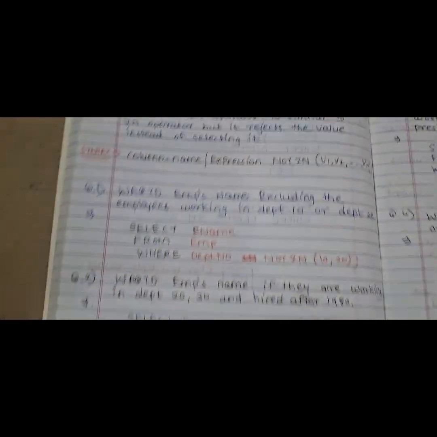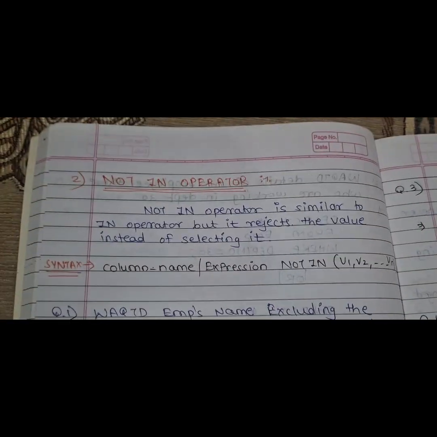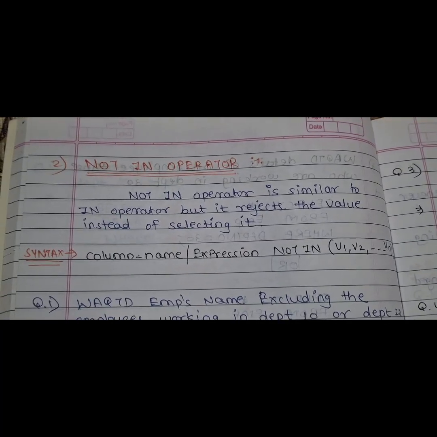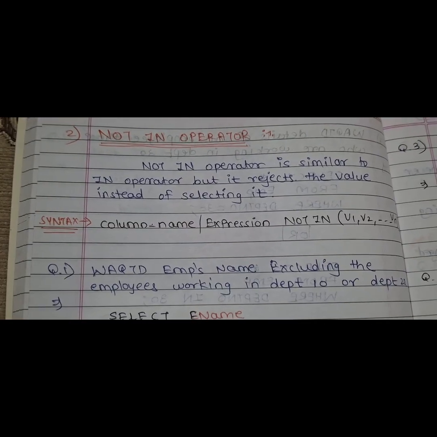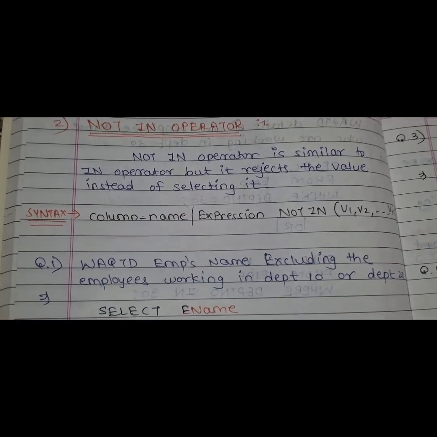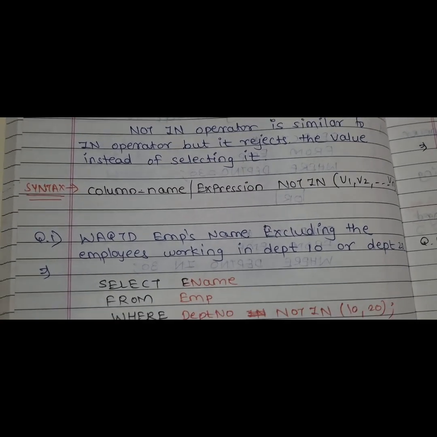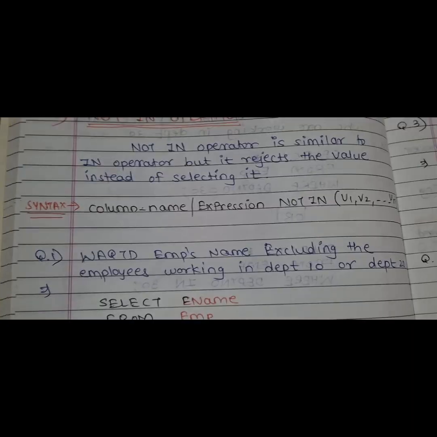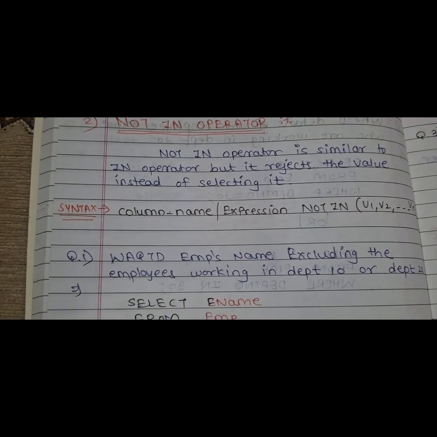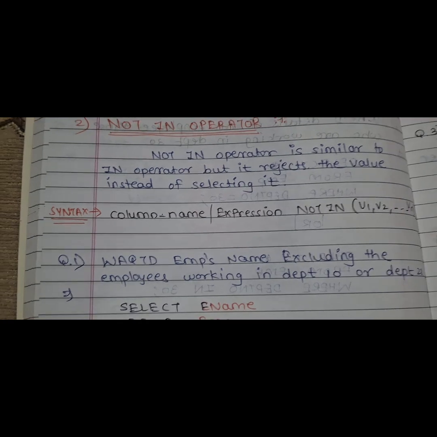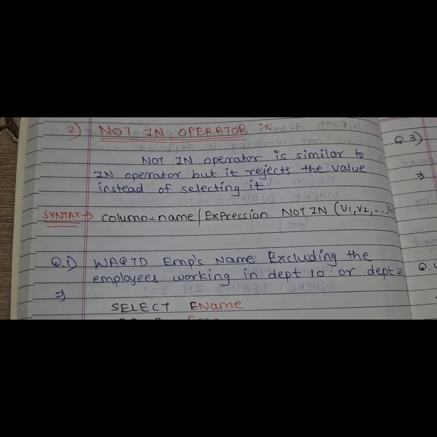Let's learn about the not in operator now. Not in operator is similar to in operator, but it rejects the value instead of selecting it. In operator, what are we doing? The values which are present in department number 10, 20, 30, 40, 50, 60, 70, we are displaying them. But in not in operator, instead of displaying the value from the particular column, we will reject that value. Let's understand it by example.